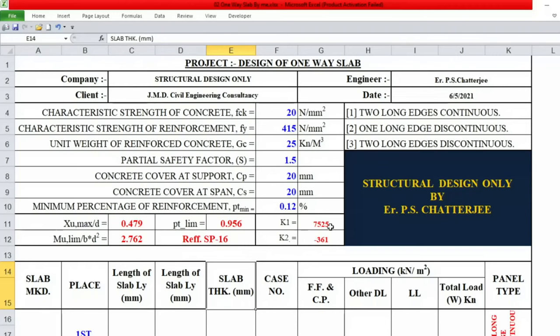K1 and K2, two coefficients. K1 is equal to 1.005 divided by 1.15 into Fy square divided by FCK. K2 is equal to minus Fy divided by 1.15. As we know, one-way slabs are three types. Number 1, two long edges continuous. Number 2, one long edge discontinuous. Number 3, two long edges discontinuous.